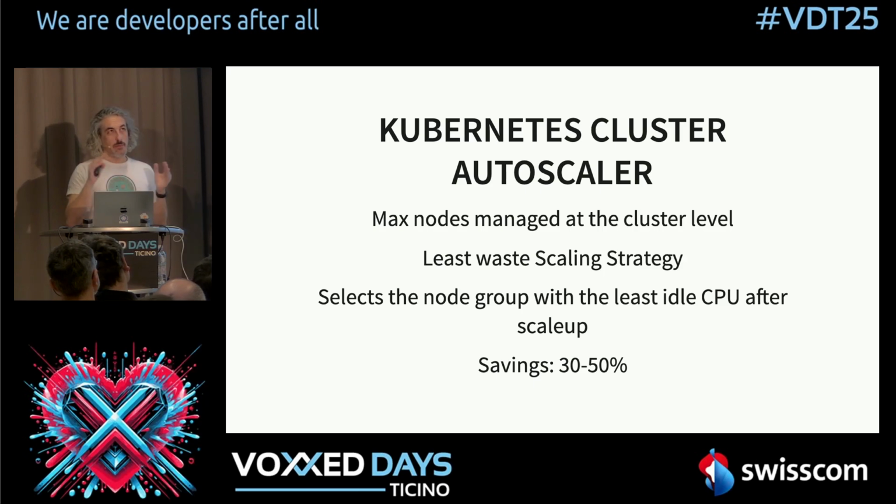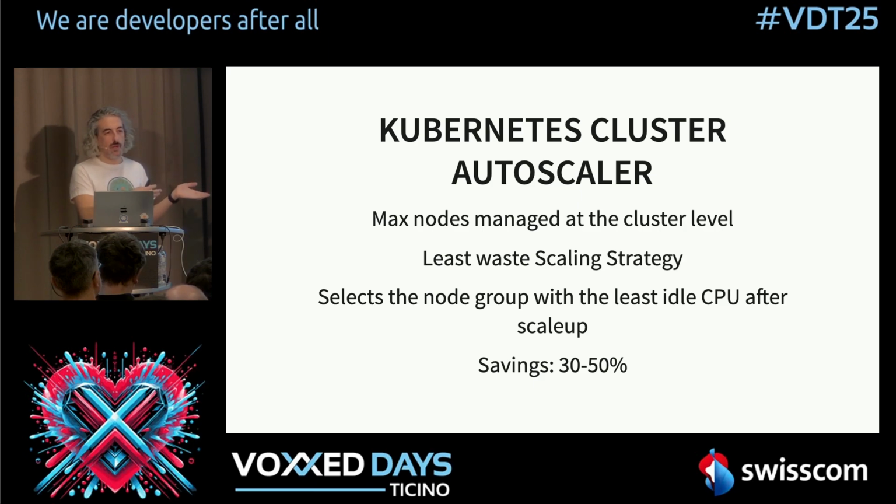We have a maximum number of nodes for the cluster autoscaler, because if we make a mistake, we don't want to start creating nodes for no reason. We use the least-waste scaling strategy. You have different strategies in Kubernetes. This one is trying to optimize after you scale up, having as little unused CPU as possible.